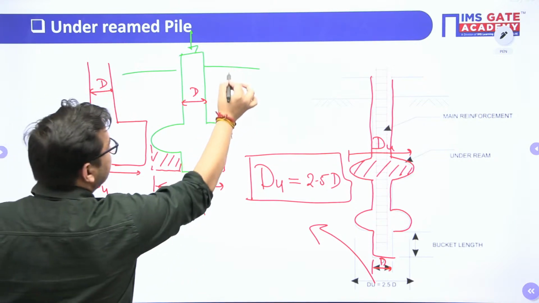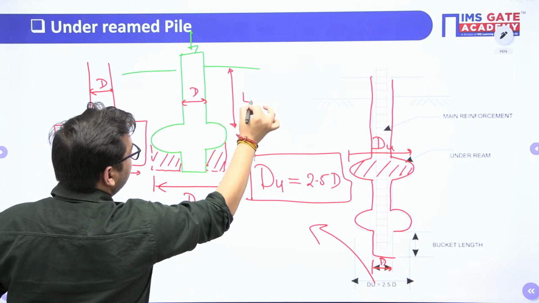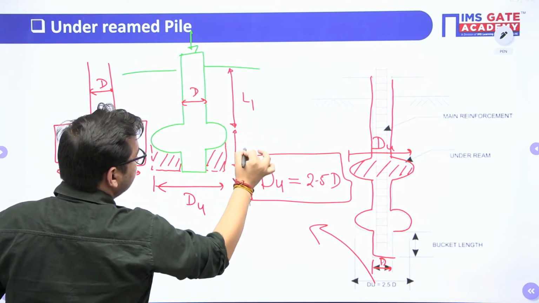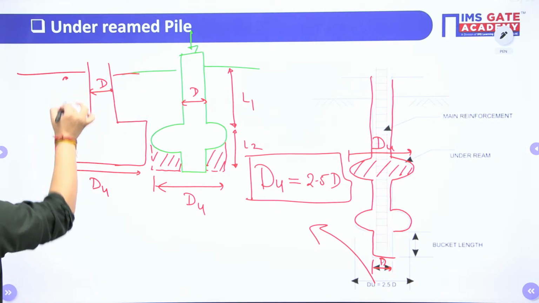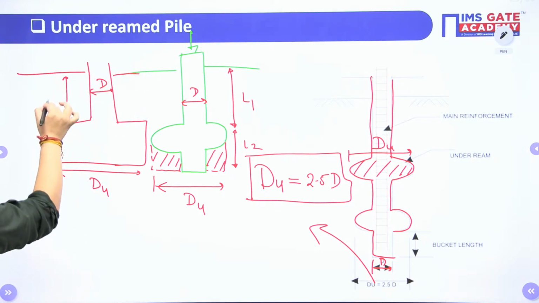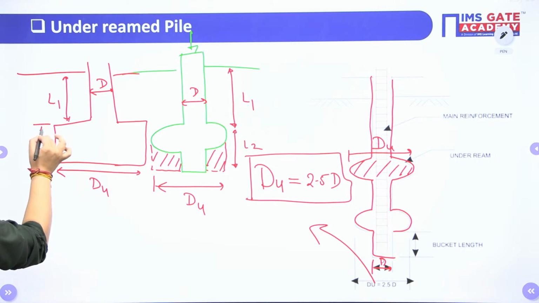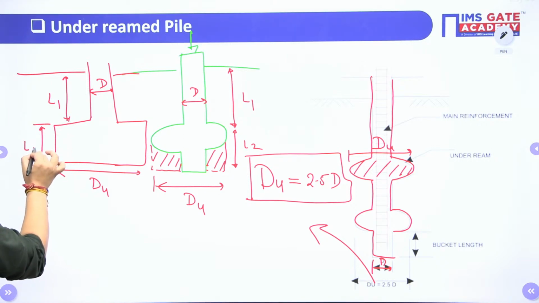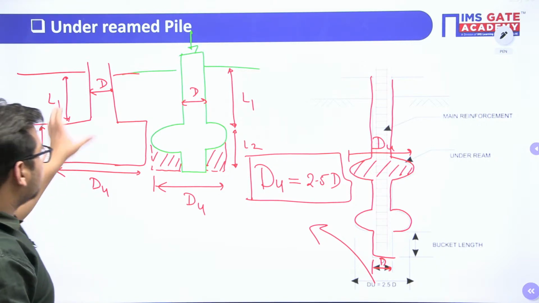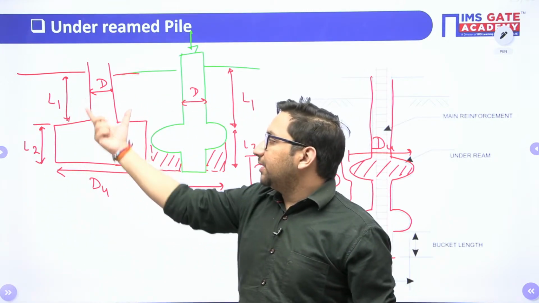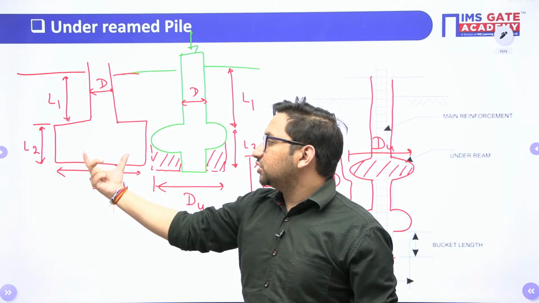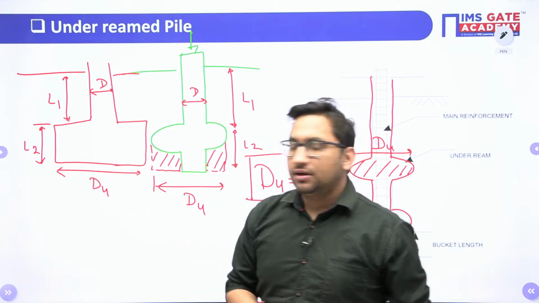Let's suppose this length is L1, this length is L2. For here also I can take it as L1. You can analyze it like making this shape only. It will be easy for you to understand that. And L2, right? So the load carrying capacity due to this portion number 1 will be different, and the load carrying capacity due to this particular portion will be different, right?